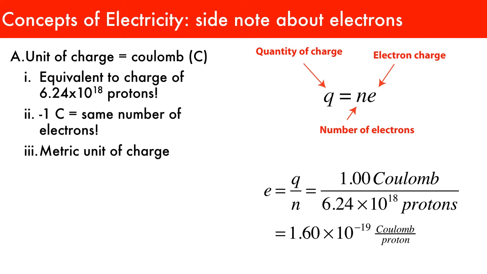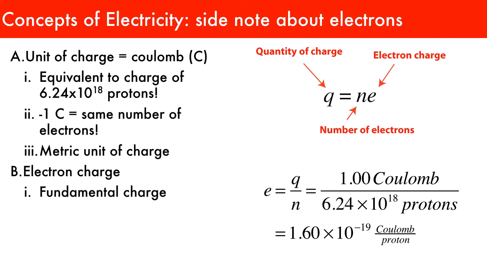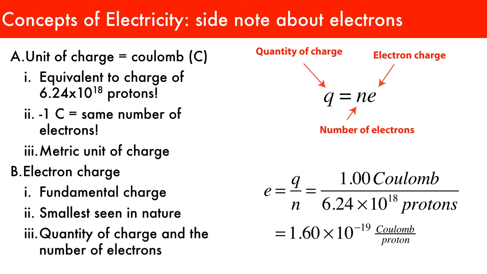Other devices have milliamps and even microamps. Your computer might have milliamp fuses. The Coulomb is the metric unit, normal size. The electron charge is also considered to be the fundamental charge, which is the smallest one seen in nature.